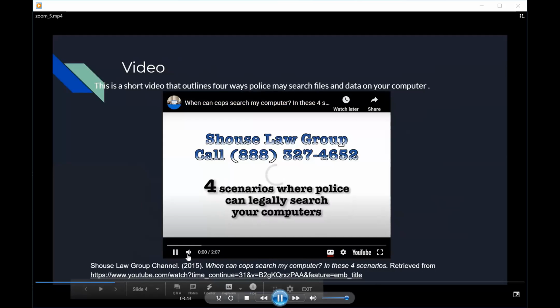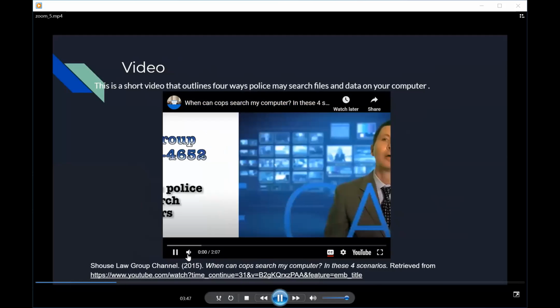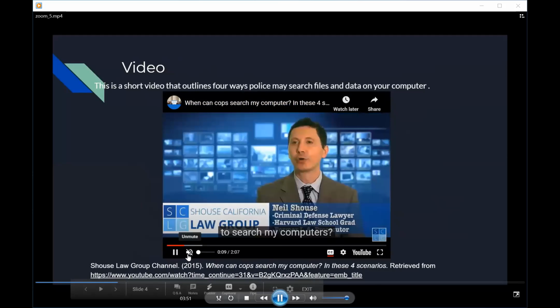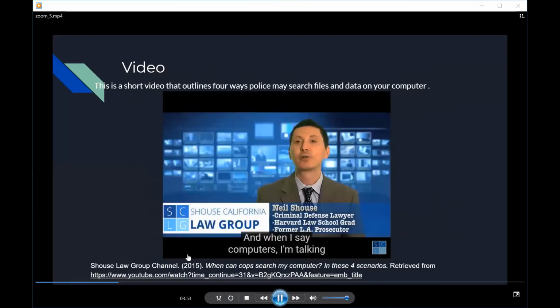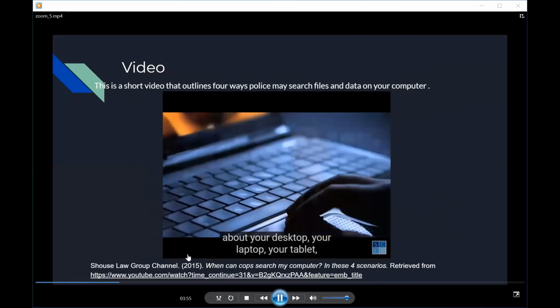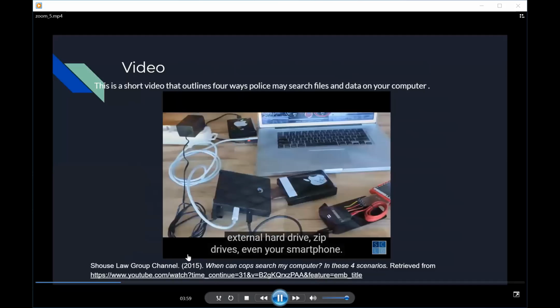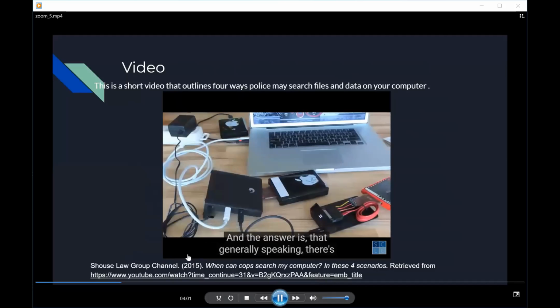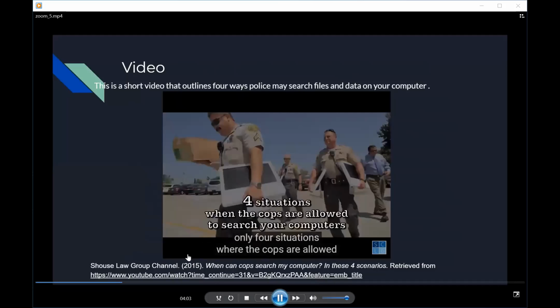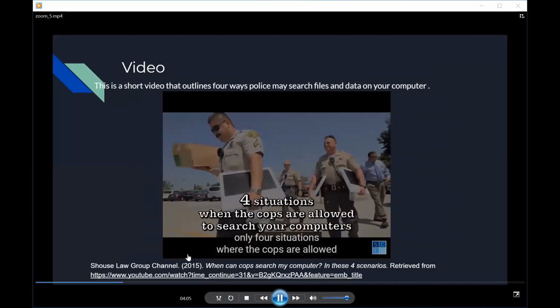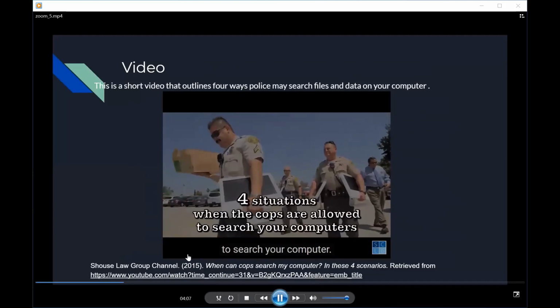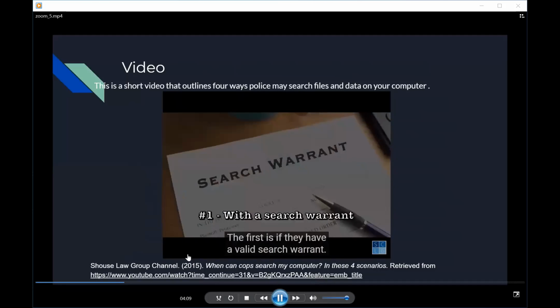People ask me, when are the police allowed to search my computer? And when I say computers, I'm talking about your desktop, laptop, your tablets, external hard drives, zip drives, even your smartphone. And the answer is that generally speaking, there's only 4 situations where the cops are allowed to search your computer. The first is if they have a valid search warrant.